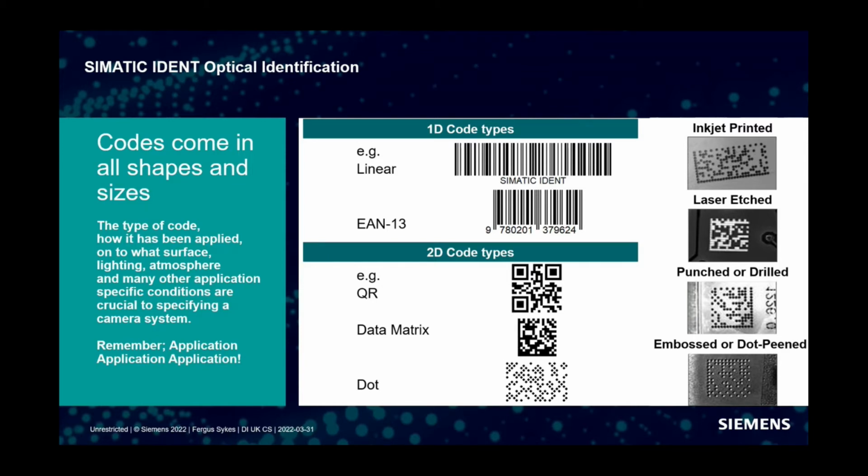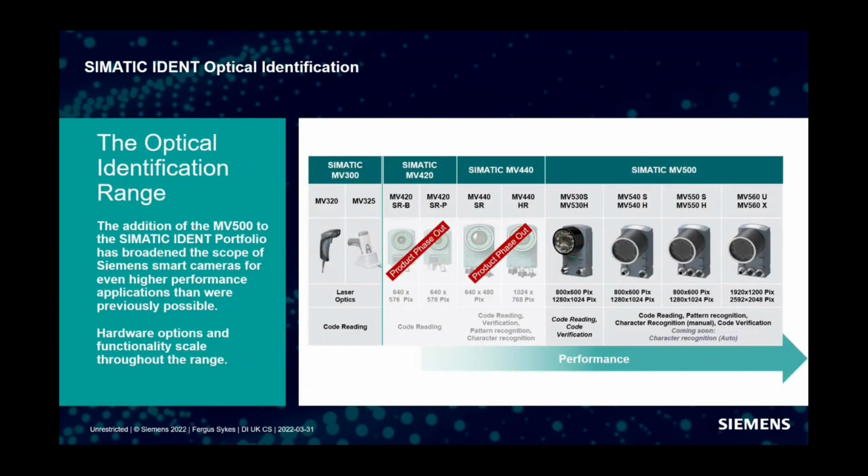1 and 2D code types. There's obviously lots of different application methods for that, as well as printed, laser etched, drilled, embossed, that sort of thing. All of that is entirely possible. This is the sort of range we've got.